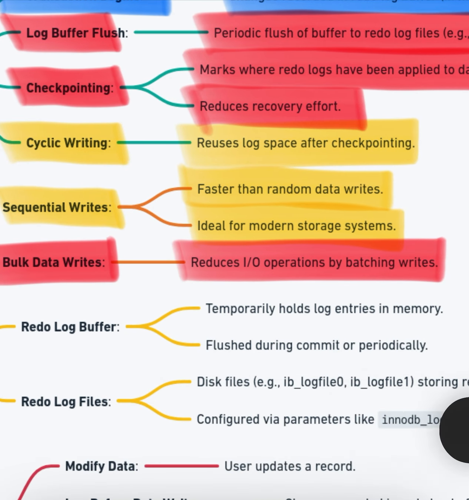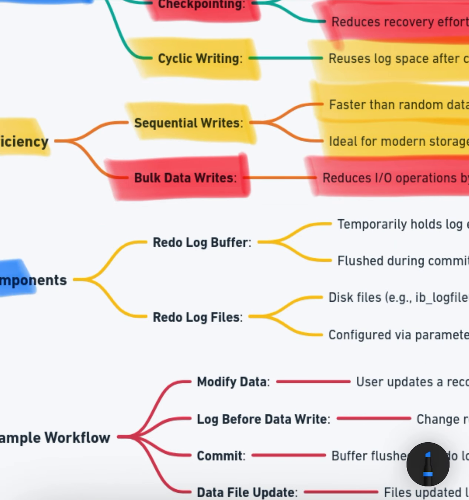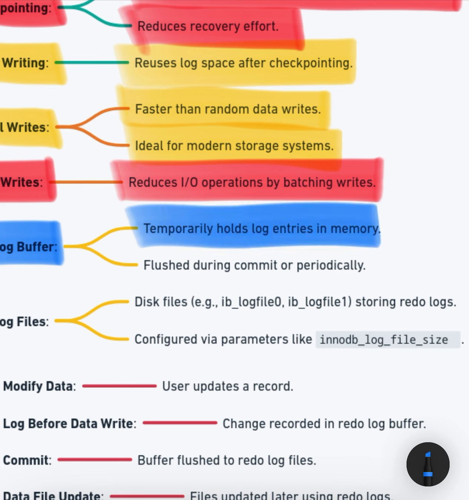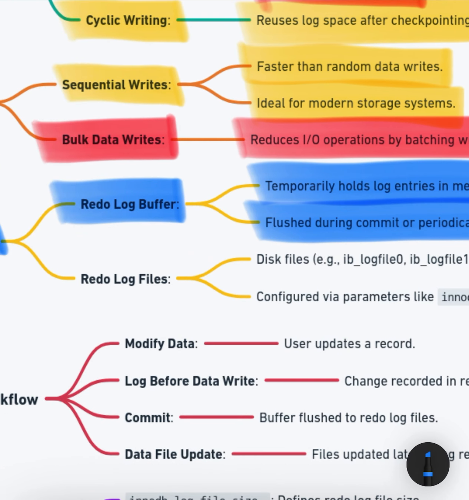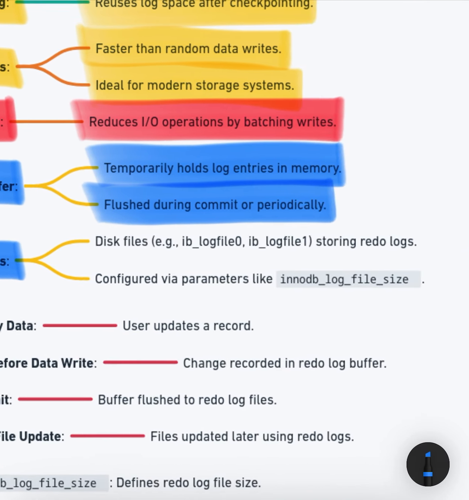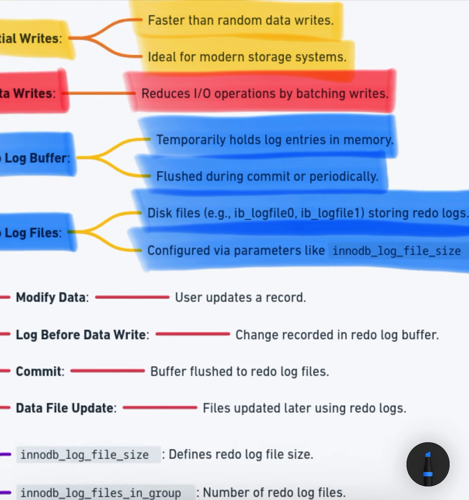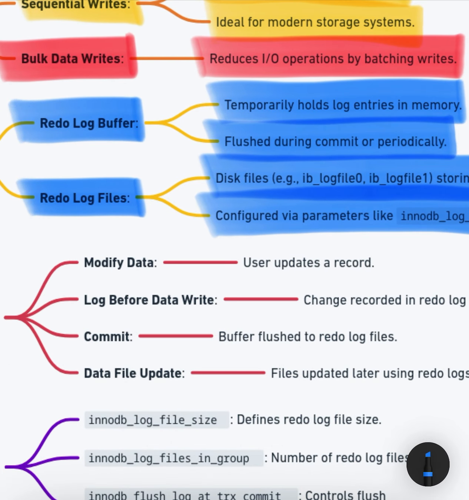5. Components of redo logs. Redo log buffer, a temporary memory area that holds redo log entries before they're flushed to disk. This is a critical step in ensuring that writes to disk are efficient and fast. Redo log files, persistent storage for redo logs on disk, such as ib_logfile0 and ib_logfile1. These files are configured based on parameters like innodb_log_file_size and innodb_log_files_in_group.